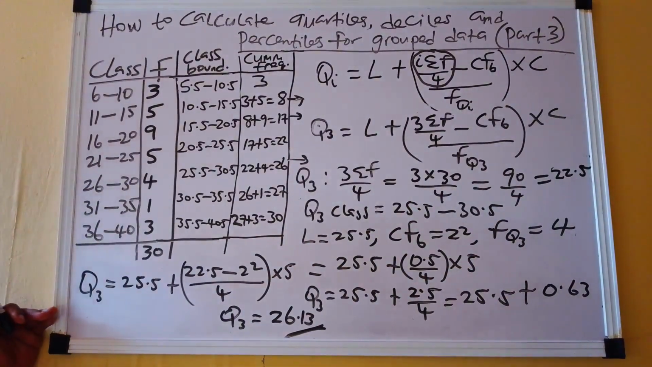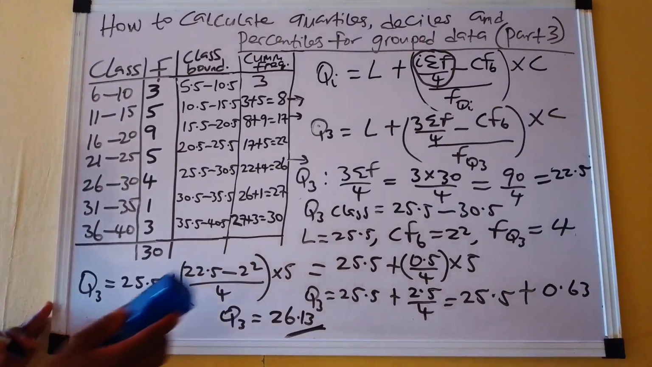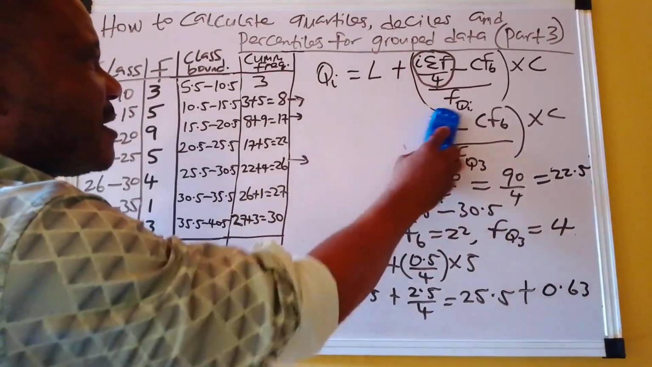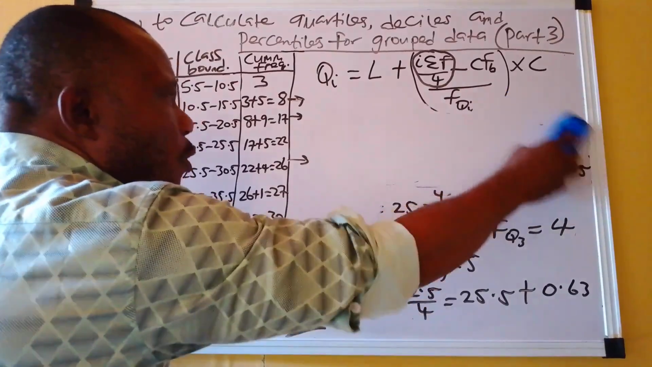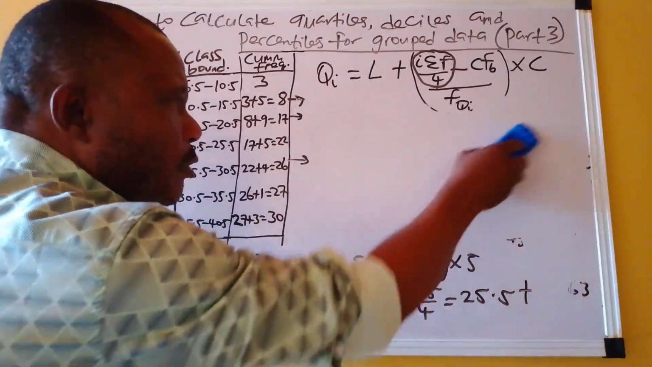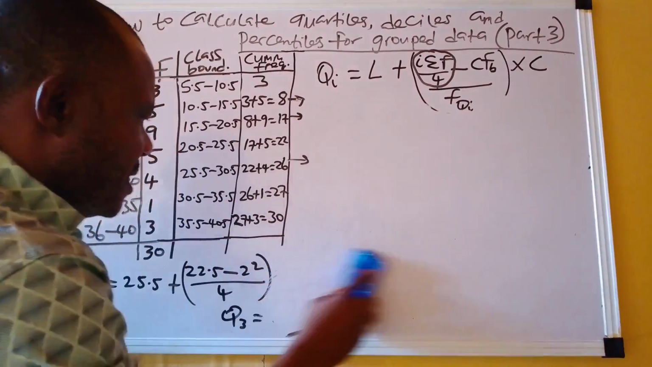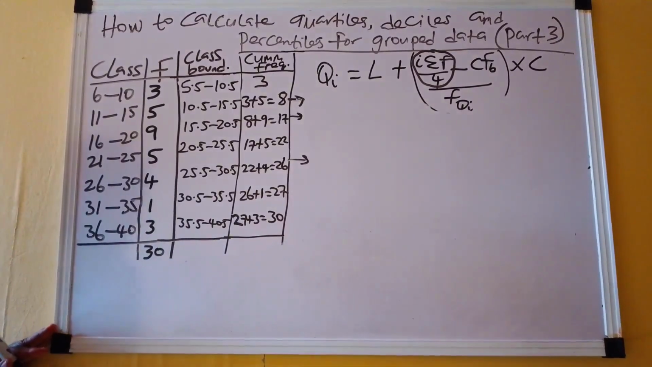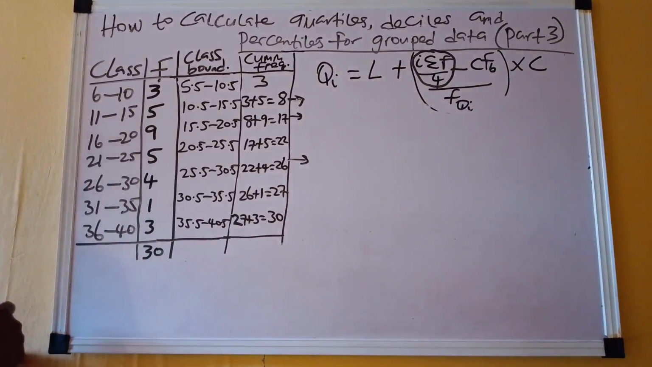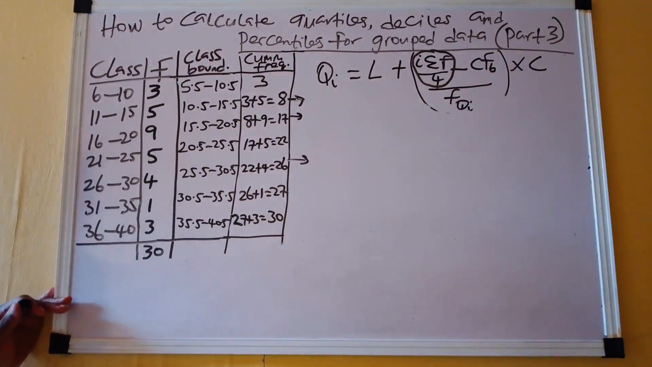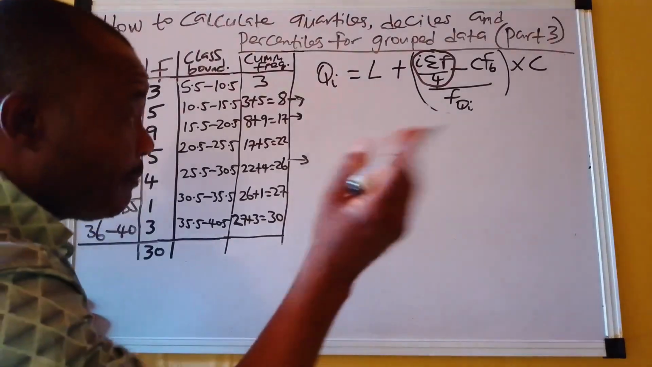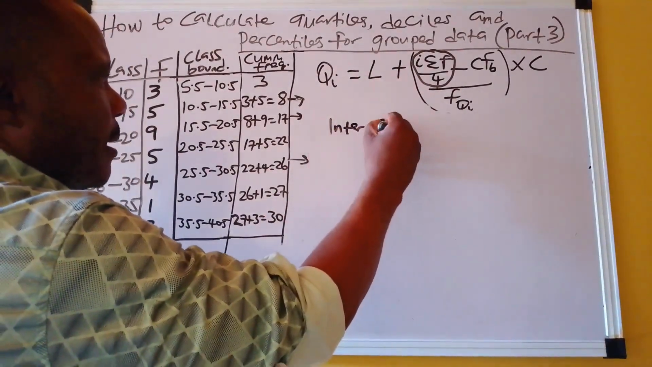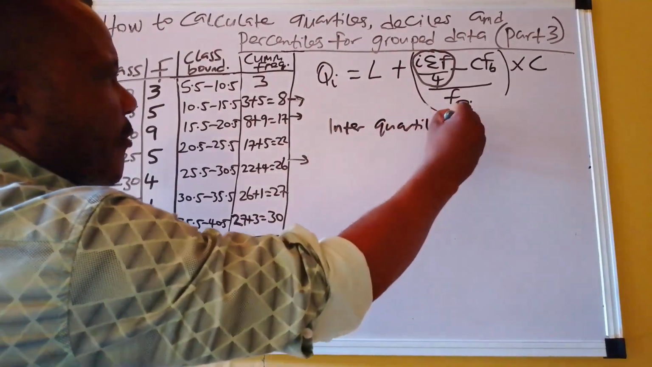Now let us look at the interquartile range and the semi-interquartile range. Now, I told you in our previous videos the interquartile range helps us to detect suspected outliers.